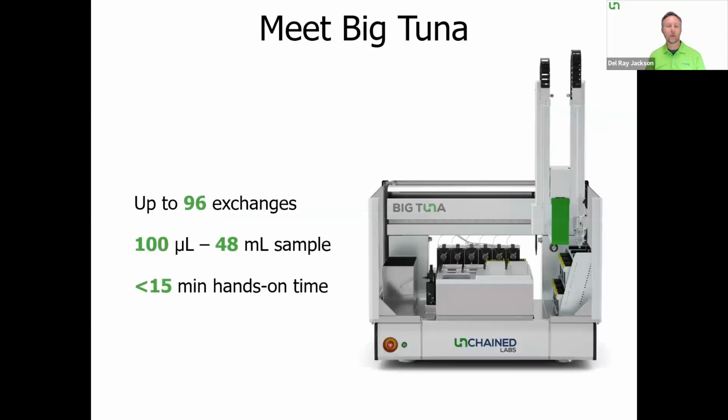And this is where Big Tuna comes in. This is what you signed up for the webinar for, or what you're tuning in after the fact. And so Big Tuna really is the high throughput automated buffer exchange and sample concentration solution on the market. Reasons being, you can do up to 96 exchanges or sample concentrations in parallel.